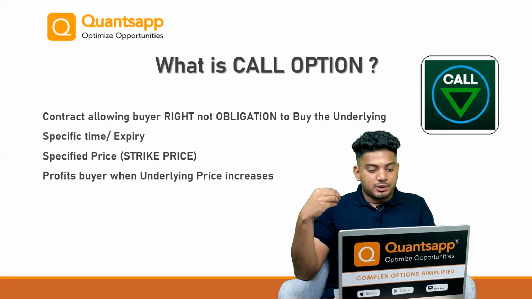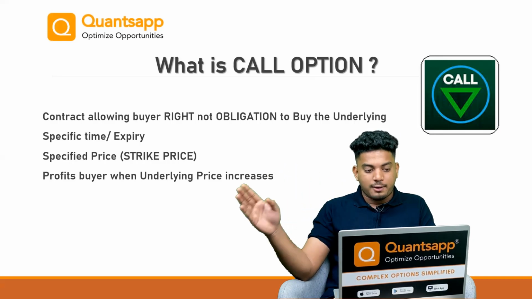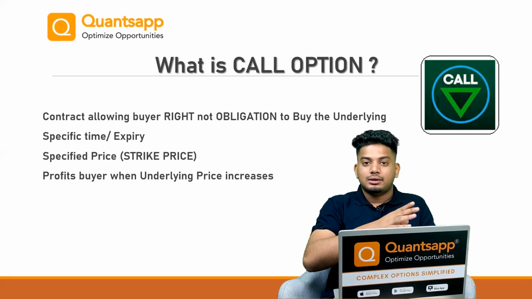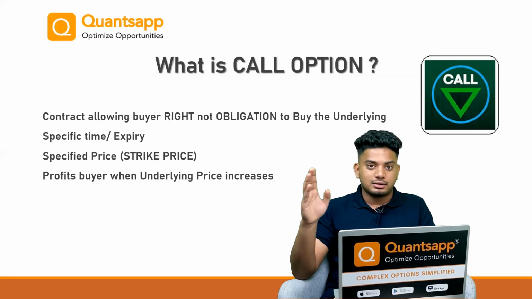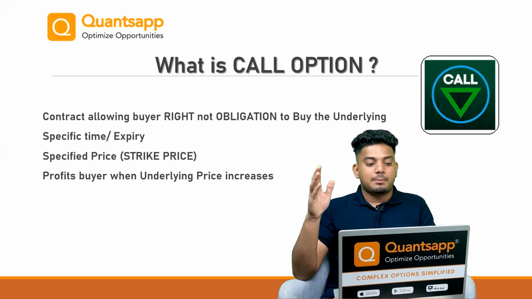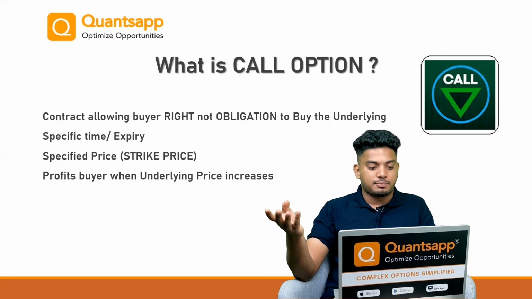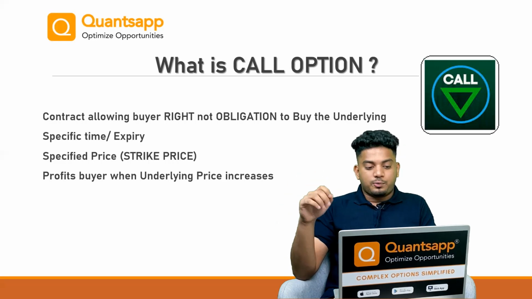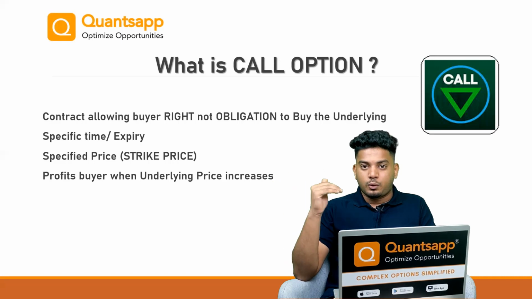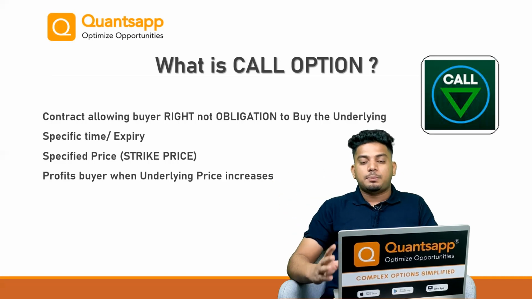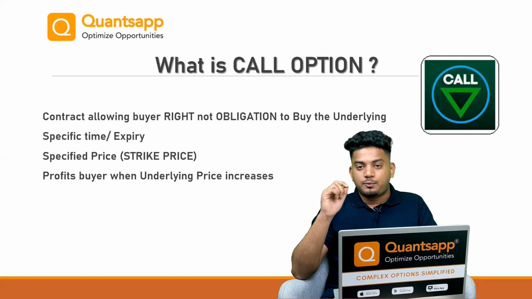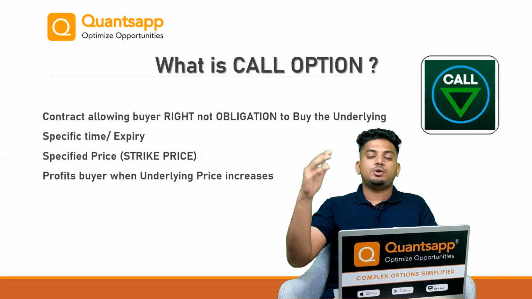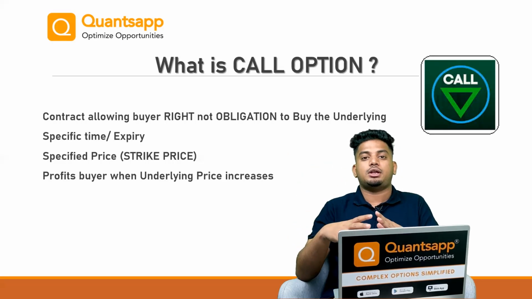Options have a specific time frame, so they also have an expiry date, as we understood. Futures have an expiry date as well, and in the same way, options, even call options, also have an expiry date. A call option also has a predetermined or specified price, which is known as the strike price, also called the exercise price. A call option profits when the underlying price increases. Whenever we buy a call option, our profit will only increase when the futures price or the underlying price goes up. If it goes down, we are going to make a loss.